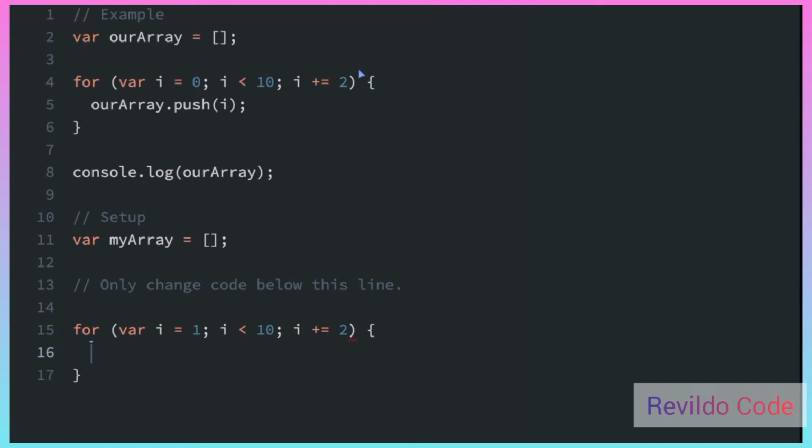So let's see what's going to be inside our loop. myArray.push, and I'll just put i there. So let's log this out and see if we did it right. console.log(myArray), and I'll run that. 1, 3, 5, 7, 9. It worked.